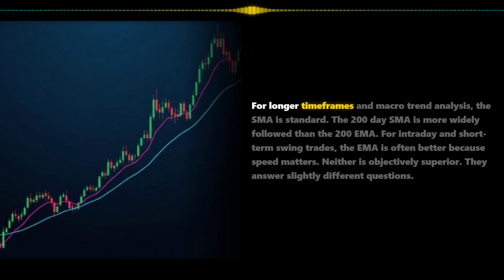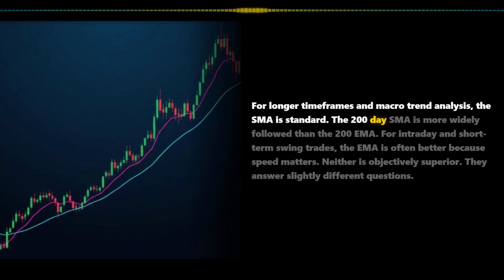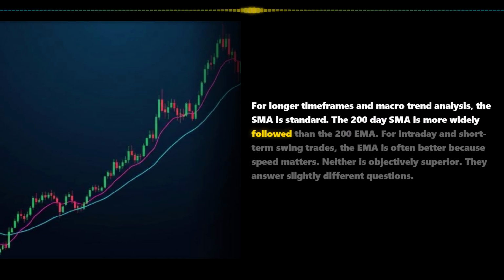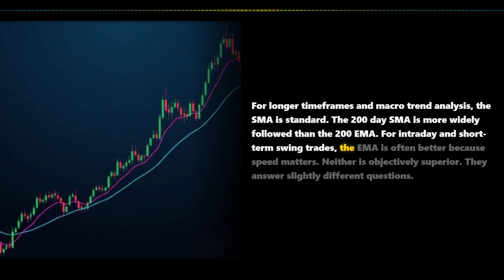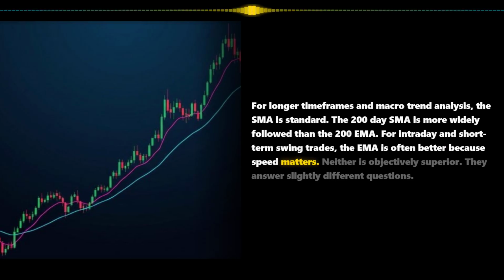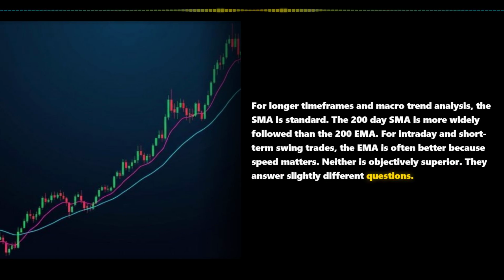For longer time frames and macro trend analysis, the SMA is standard. The 200-day SMA is more widely followed than the 200 EMA. For intraday and short-term swing trades, the EMA is often better because speed matters. Neither is objectively superior. They answer slightly different questions.